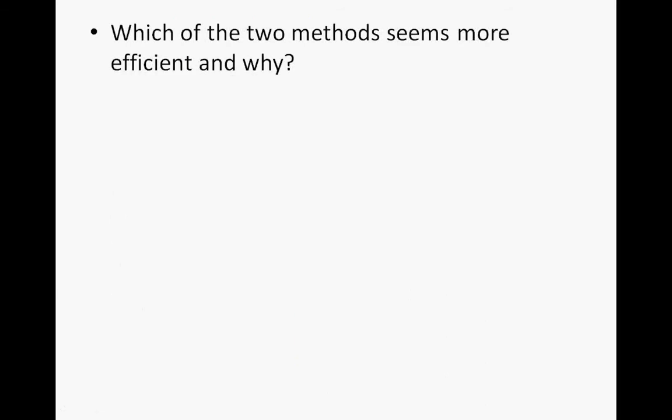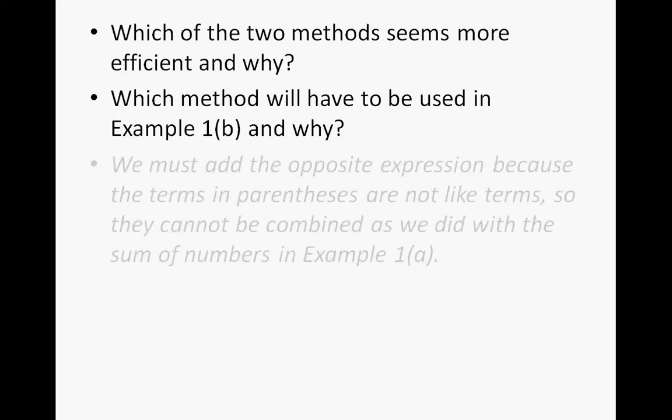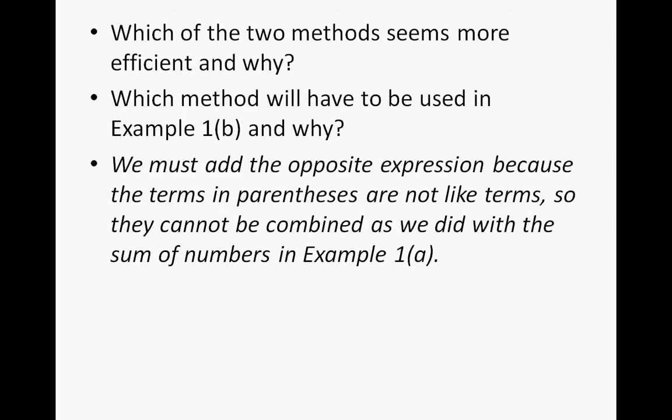So which of the two methods seems more efficient and why? Well, which method would have to be used in example 1b and why? Well, we have to use the opposite expression because the terms in parentheses are not like terms, so they cannot be combined as we did with the sum of numbers in example 1a. Obviously, if all we have are numbers, then we can use the order of operations. But when we have a mixture of variables and numbers, then it's probably more likely that we're going to have to deal with terms in parentheses that are not like terms.